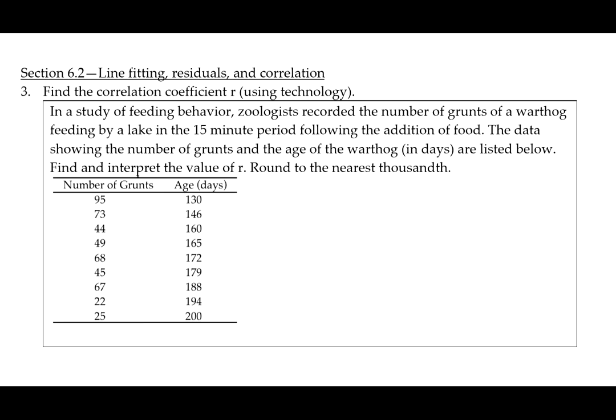So in either case, however you decide to calculate it, we get a correlation coefficient of R equals negative 0.7922, which indicates that there is a negative relationship between the number of grunts and the age in days of the warthog. Since R is negative, it's pretty strong as well because it is close to negative 1. So there we go. There's a strong negative relationship between number of grunts and age.